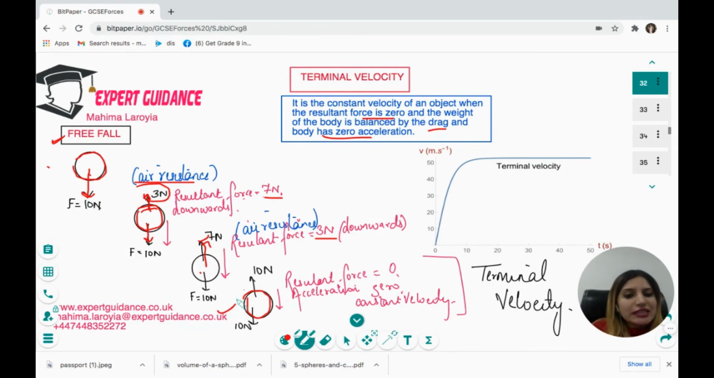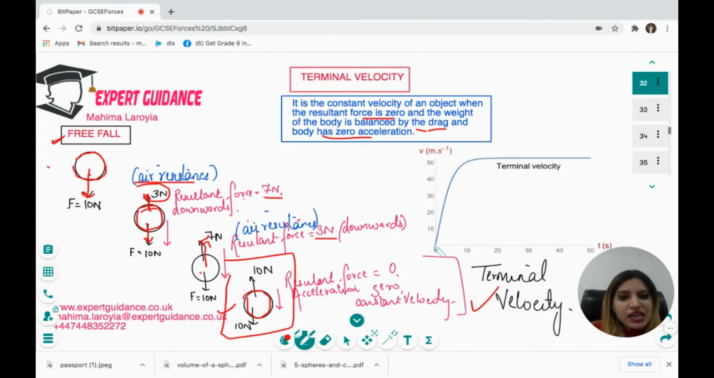It falls with a constant velocity, and that is what is a terminal velocity. So this situation here, where the weight of the body is balanced by the drag, the resultant force is 0, acceleration is 0, and the body falls with a constant velocity, which is terminal velocity.